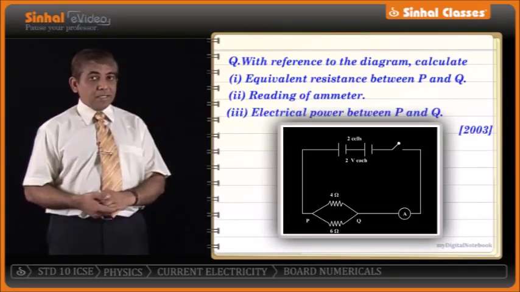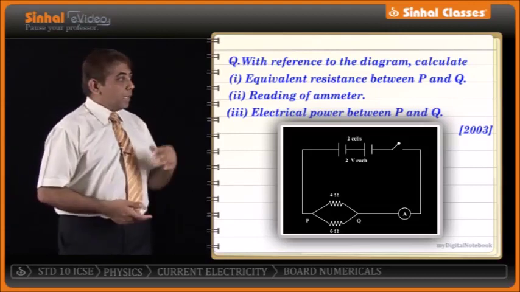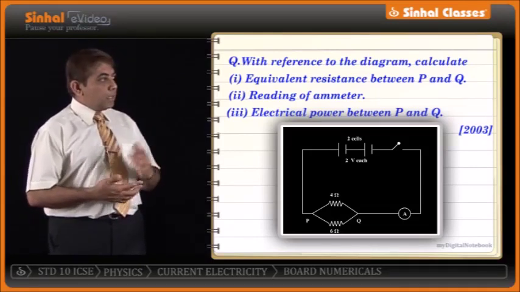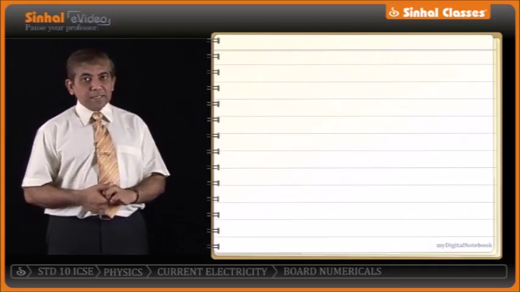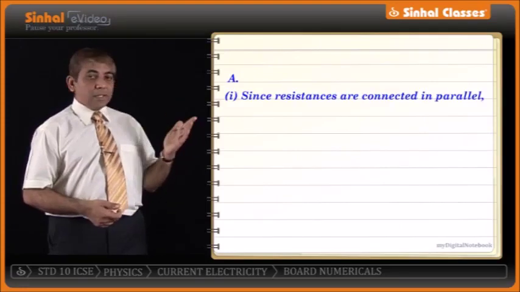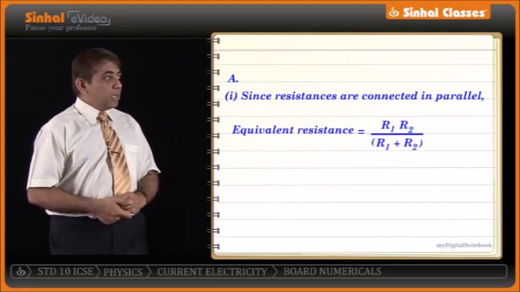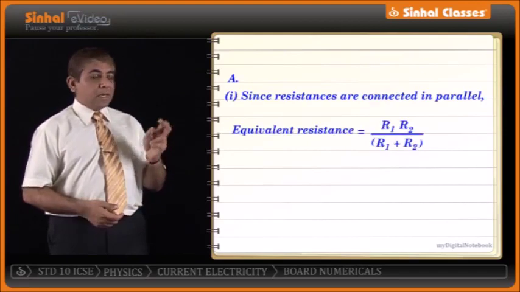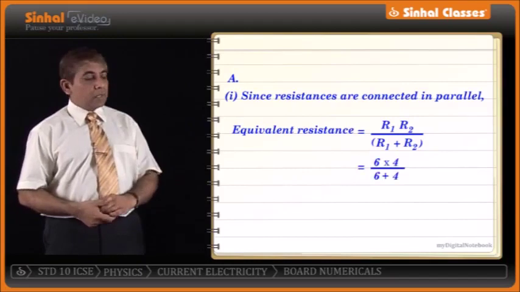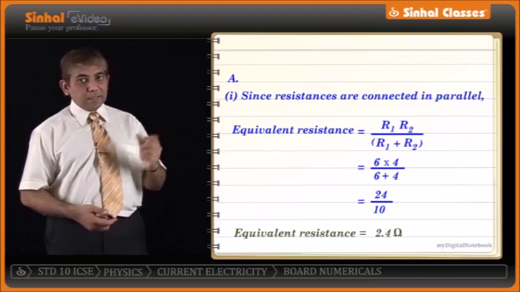Remember, we have done electrical power in electrical appliances. So we are going to apply that over here also. Let's consider the first part, that is, we're asked to find out the equivalent resistance. We know that these two resistances are connected in parallel. When they are connected in parallel, the formula that we apply is R1 R2 upon R1 plus R2. I substitute the values: 6 multiplied by 4 divided by 6 plus 4, which works out to be 2.4 ohms. So I have the equivalent resistance as 2.4 ohms.